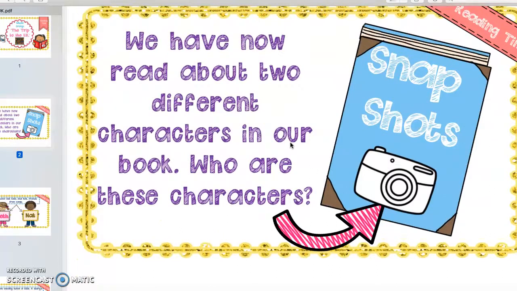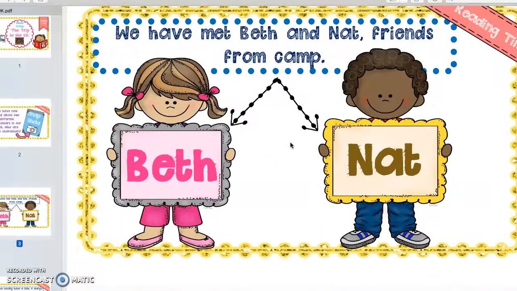We have now read about two different characters in our book. Who are the characters that we just read about? That's right, we read about Beth and Nat. They were friends from camp.